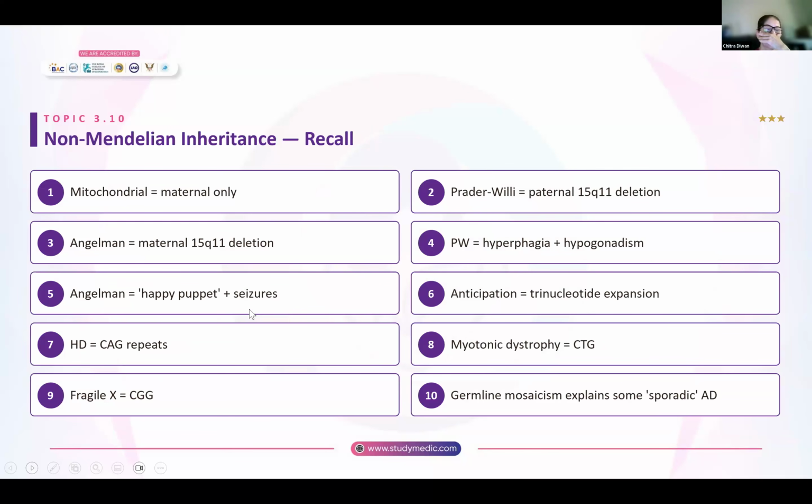So to recall non-Mendelian inheritance: in mitochondrial inheritance, the inheritance is maternal only. In Prader-Willi, the deletion is paternal 15q11. In Angelman, it is a maternal 15q11 deletion. In Prader-Willi, you get hyperphagia plus hypogonadism. In Angelman, it is happy puppet plus seizures. Anticipation means there is trinucleotide expansion happening. Huntington's has CAG repeats, myotonic dystrophy has CTG repeats, and Fragile X has CGG repeats. And germline mosaicism explains some sporadic autosomal dominant cases.